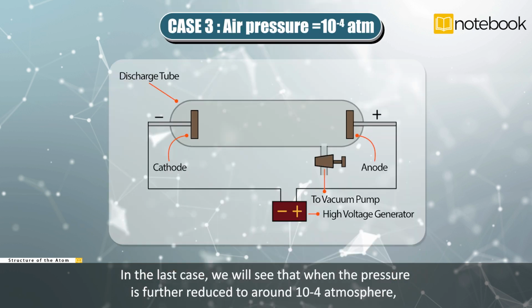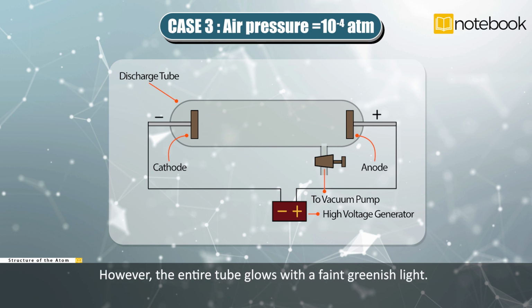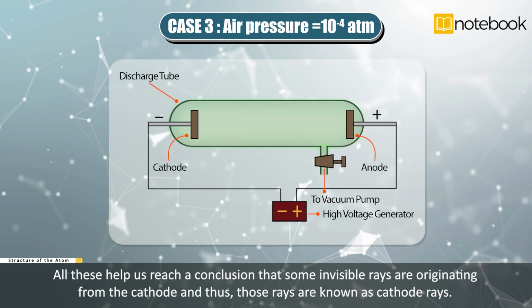In the last case, we will see that when the pressure is further reduced to around 10 to the power of minus 4 atmospheres, glow between the electrodes will disappear, but current will keep on flowing. However, the entire tube now glows with a faint greenish light. All these help us reach a conclusion that some invisible rays are originating from the cathode, and thus those rays are known as cathode rays.